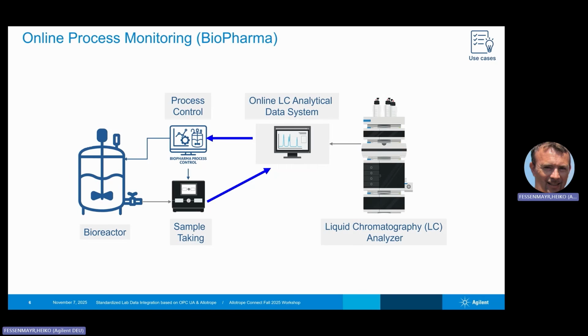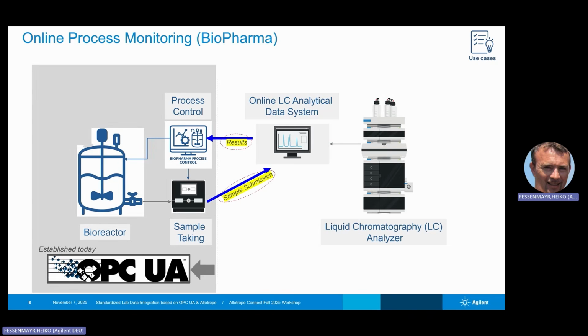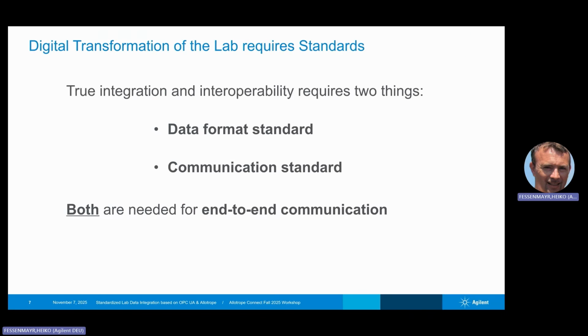Also in the area of online process monitoring, especially BioPharma manufacturing, you have the needs to submit samples, to do analysis, and then provide results back in a vendor-neutral format to the BioPharma process control ecosystem tool. And on the left side, OPC UA is already established today. So that means data format standardization and communication standardization together are needed to do an end-to-end communication.